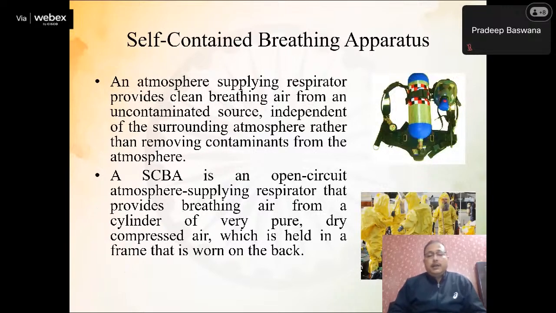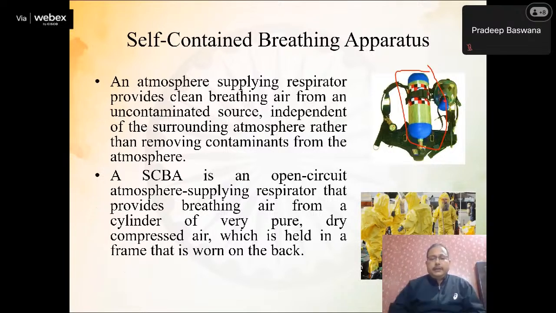Now SCBA, you have understood and learned a number of things about the SCBA, self-contained breathing apparatus. It is an atmosphere supplying respirator that provides clean breathing air from an uncontaminated source rather than removing contaminants from the surrounding atmosphere. It is an open circuit atmosphere supplying respirator that provides breathing air from a cylinder of very pure dry compressed air which is held in a frame that is worn on the back. This is the particular thing which has fresh, very pure and dry compressed air which is being used by the responders or the response agencies.